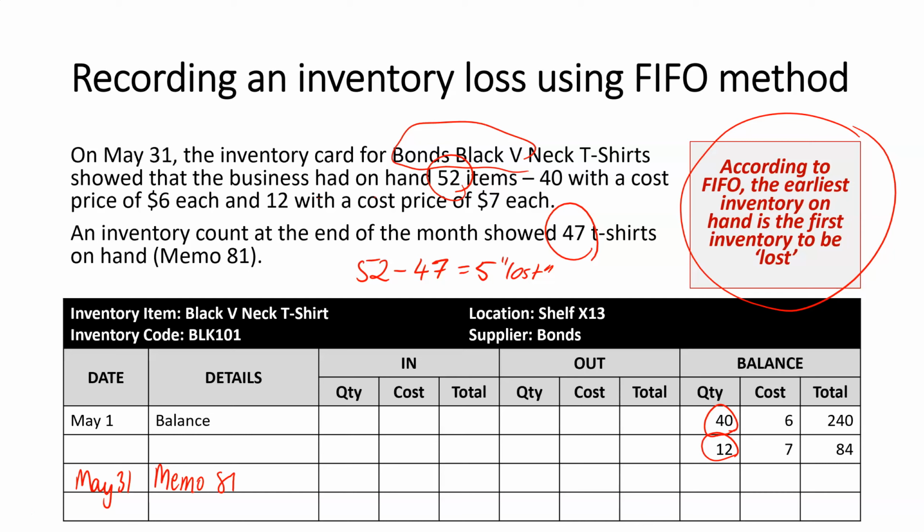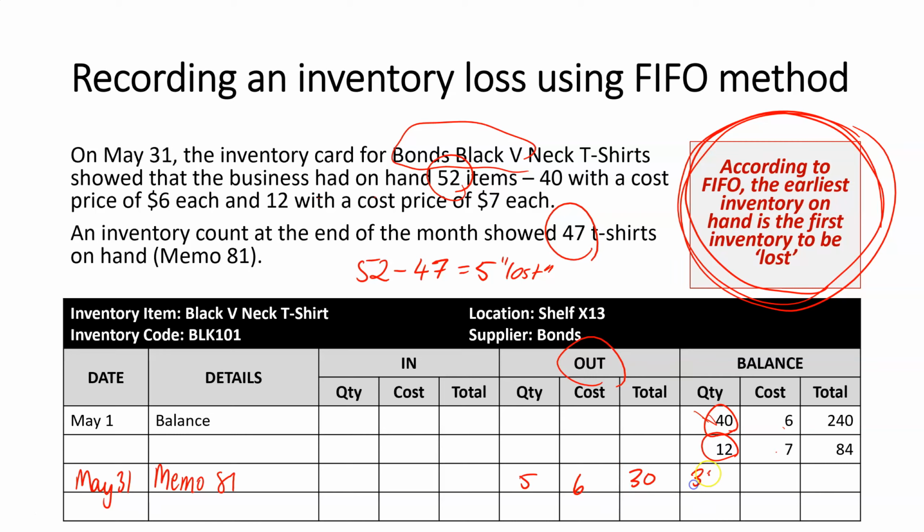So we know that when it's a loss, it's going to be recorded in the out column. And we know that there's going to be 5. But we need to understand, are they $6 units? Are they $7 units? Are they a combination of both? So going back to this rule in the box up here, the earliest inventory on hand is the first inventory to be lost. So what that means is we're assuming that this $6 inventory is going to be the first that is lost. So what that's going to look like is now I have 5 at $6 per unit. I have an inventory loss of $30.